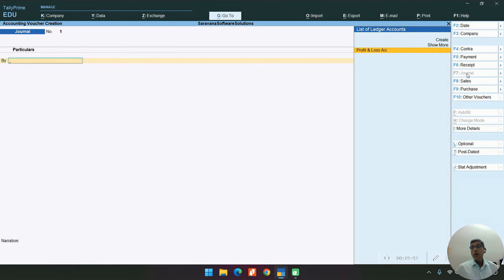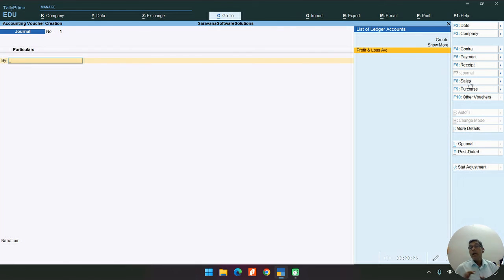Even if I don't want to segregate contra, receipt and payment, instead of posting the entries under these vouchers, can I post all the entries under journal? Yes, it is possible. For that, you are supposed to enable it through features. Then you can post all the entries under journal. But Tally has such features so that you can easily analyze and categorize.